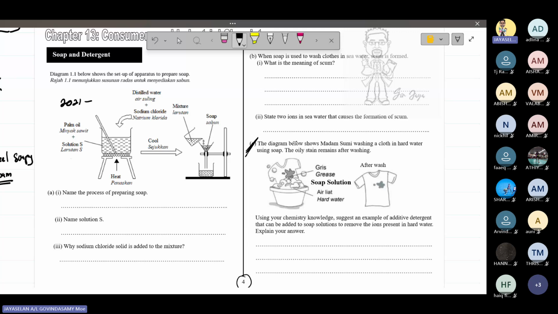Since 2021 until 2025, there is no structure question about soap. There is one essay question came out in 2022. They ask you to use the cooking oil, refined cooking oil to produce soap. Essay question, experiment. Section C, question number 11. Lepas tu tak ada. Structure belum ada lagi. Alright, so please focus on this part.